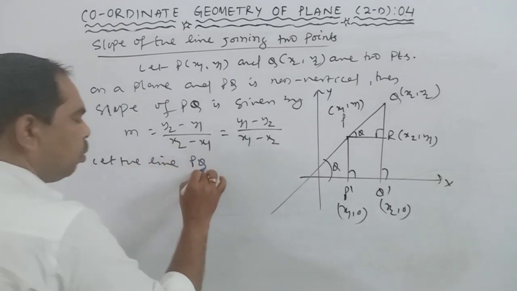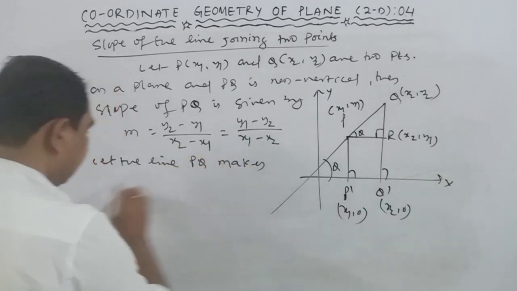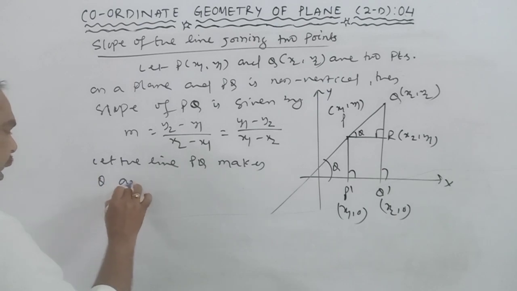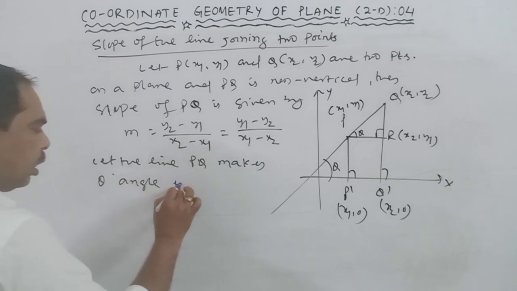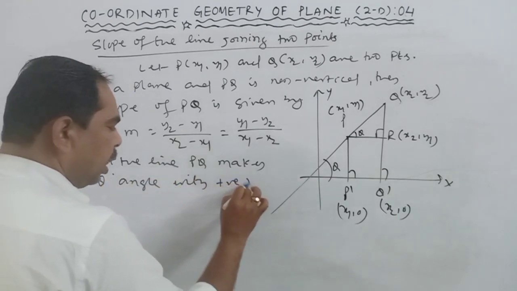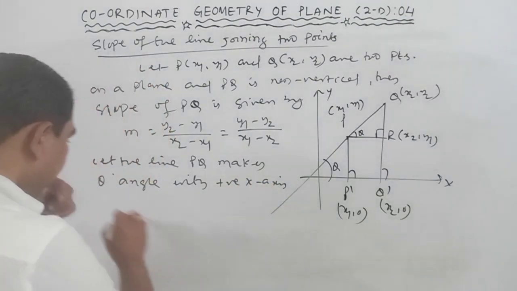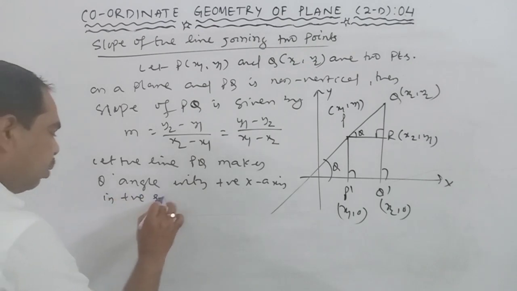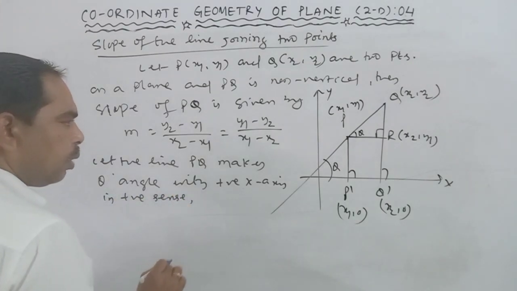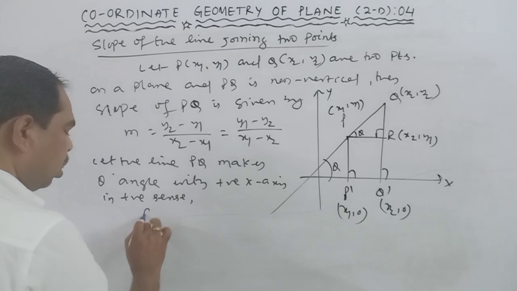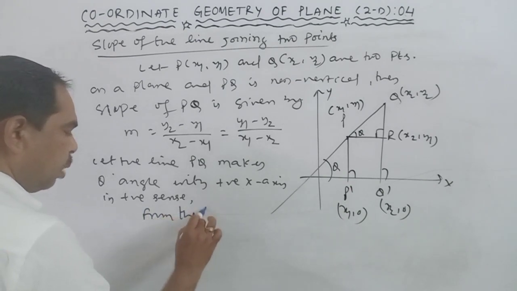Let the line PQ make theta angle with the positive x axis in the positive sense. From the figure.